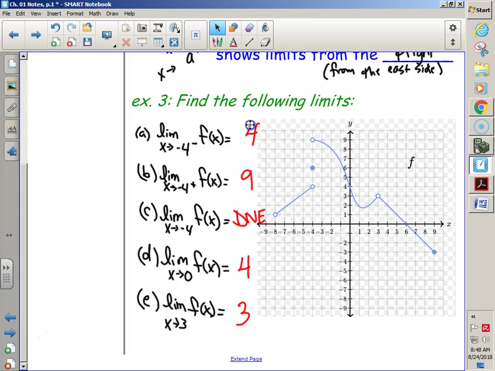As I come towards 0, there's no little signs. That means both sides, from above and from below, from the east and from the west. I said those backwards, didn't I? From the west and from the east. They're in agreement, and it's headed towards the height of 4.